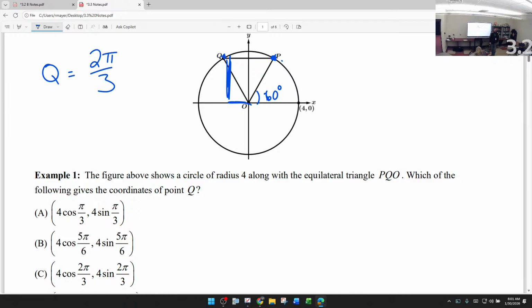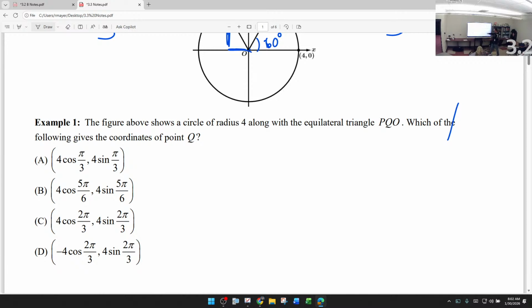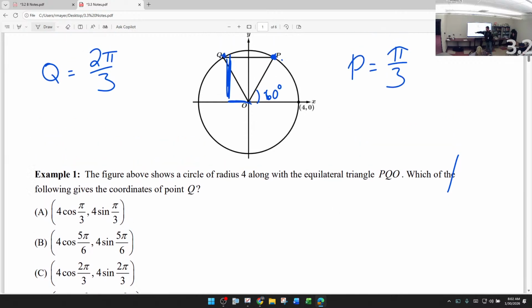Q is at 2 pi over 3. P is at 1 pi over 3. You need to know that. And if you're good with that, O is 0, 0, right? O is 0, 0. So that's 1/3, 2/3, okay? Now, the figure shows radius 4. Oh, damn it. So pi over 3, pi over 3.